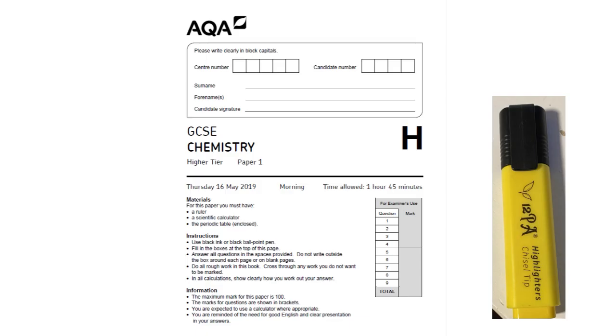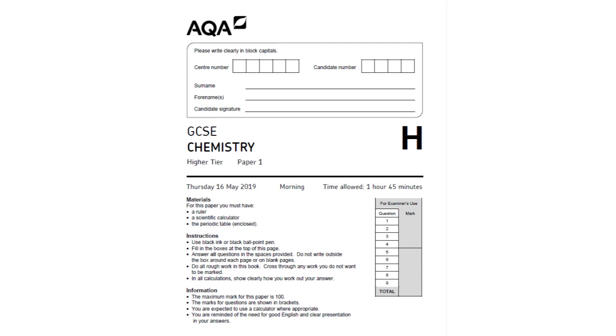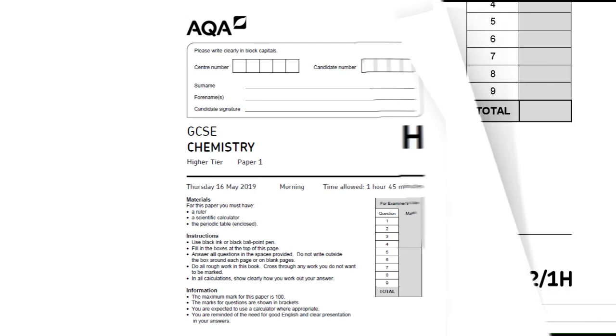Another piece of equipment that you might find useful is a highlighter pen, and this will help you to highlight key words, command words, and the number of marks available for each question. So I'll demonstrate this now.